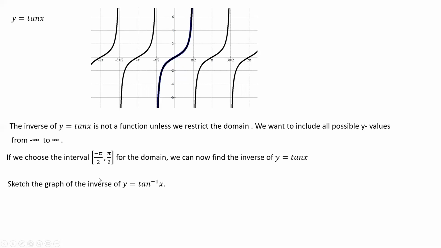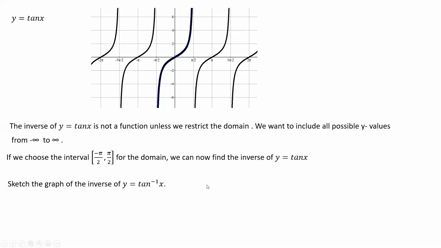I'm going to graph the inverse. Let's find some key points. At minus pi over 2, the y value looks like it's approaching minus infinity. So that will be minus infinity, minus pi over 2. 0, 0, stay at 0, 0. At pi over 2, looks like we're going to infinity. So that will be the point infinity, pi over 2.